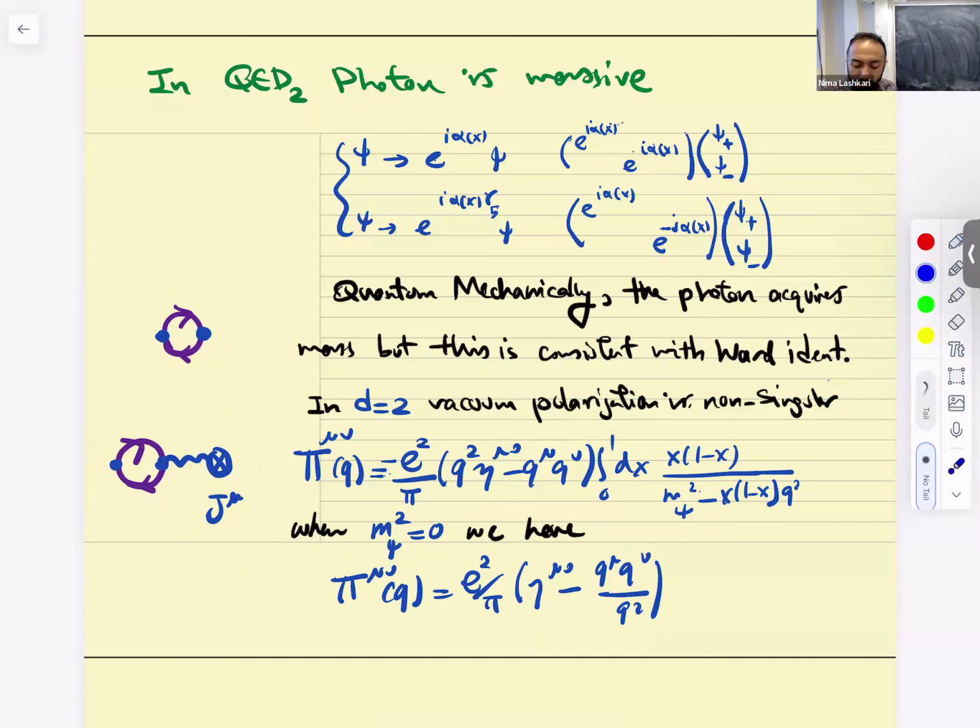To calculate that, we start with this amputated diagram that we calculated in vacuum polarization. This was the answer for it. When m of psi is 0, this x times 1 minus x and this minus x, 1 minus x cancel. So you can do this integral explicitly. As a matter of fact, 1 over q squared comes out, and this is just 1. And you get that when m psi squared is 0, we have the one loop correction explicitly this way.